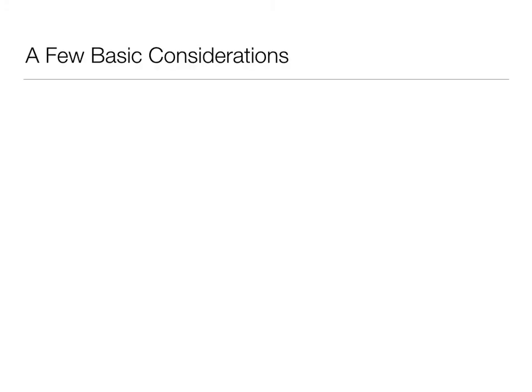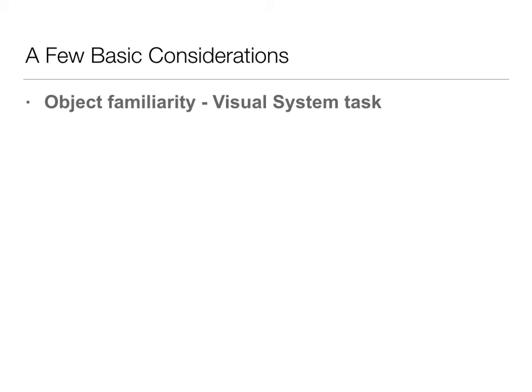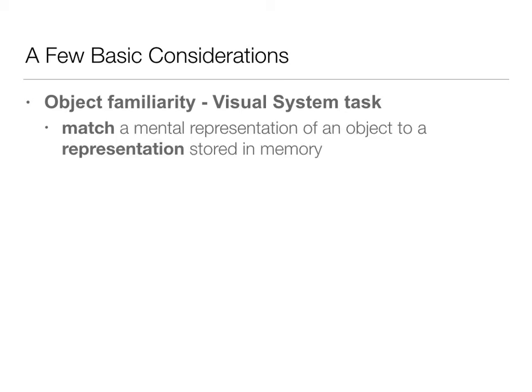So, a few basic considerations we need to think about is how does the visual system figure out what object is familiar? It has to match a representation to that of memory. So when you see a glass, you have to match that visual input of the shape and curvature of the glass and the edges of the glass and the light reflection of the glass to the representation in your mind of what a glass is.